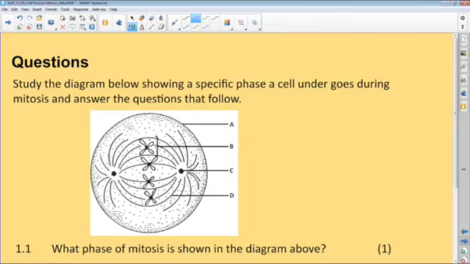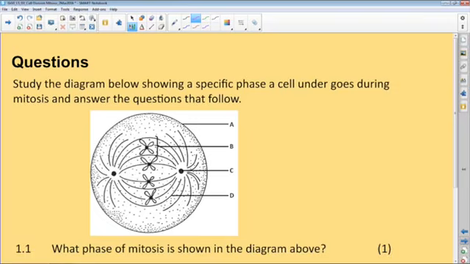Now we're going to look at a few examples of questions that you might get in one of your tests. If we look at the first one, you need to understand that you must be able to look at a picture and see where exactly it fits in along the phases, and why you can recognize it as that phase. Let us start with the first question. It says, study the diagram below, showing a specific phase that a cell undergoes during mitosis, and answer the questions that follow. It's not telling you the phase; you need to know what this phase is.